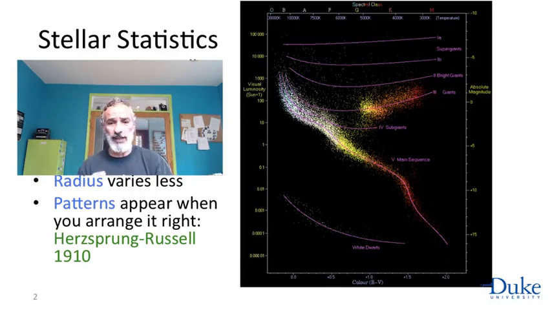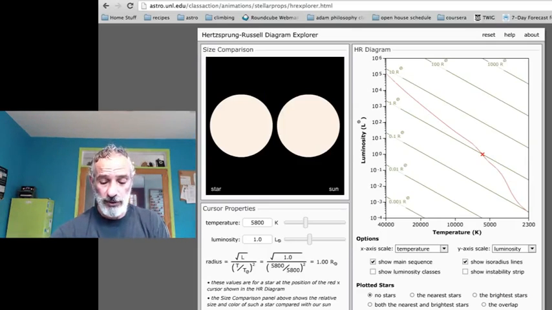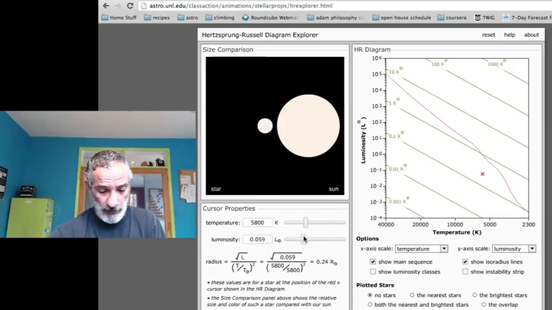We've talked about the way that radius plays into this. We can compute radius, of course, given temperature and luminosity. Let's see how the radii of stars end up plotting on this diagram. This animation is designed to allow you to explore the HR diagram. Again, we have luminosity logarithmically on the left. You can pick a luminosity and a temperature and move your little cursor along the main sequence.